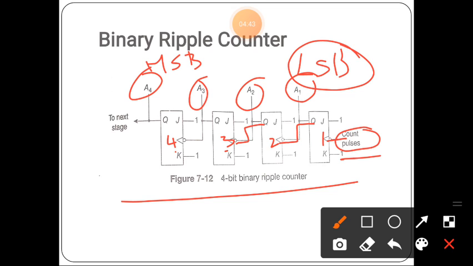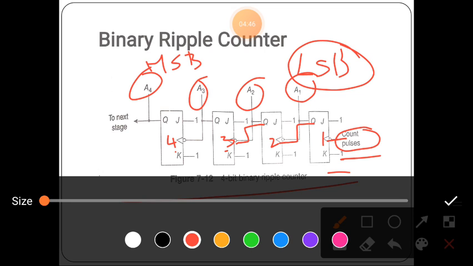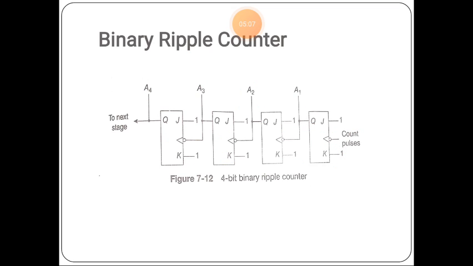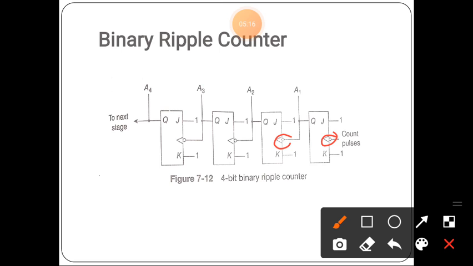In this diagram all JK inputs are connected to 1. That means if JK inputs are equal to 1, the flip-flop is toggled. The small circle at the clock pulse input indicates that the flip-flop complements during a negative-going transition.